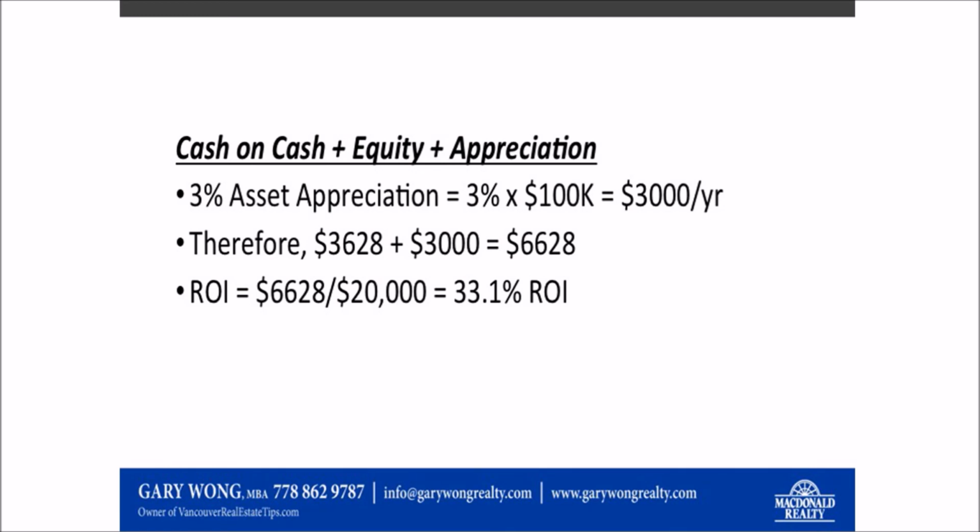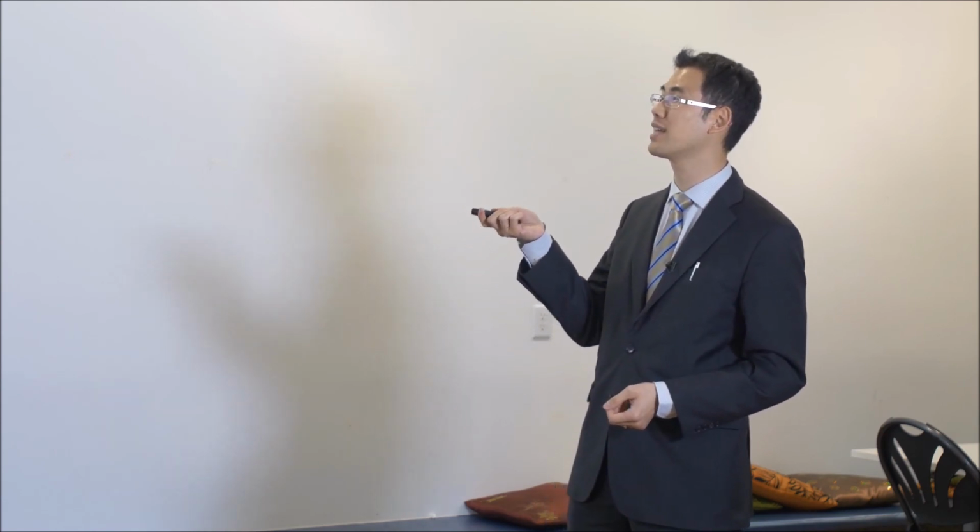3% on your $100,000 property is $3,000 a year. So you take your $3,628, you add your $3,000 equals $6,628. Your ROI formula, income over investment, $6,600 divided by $20,000 equals a 33.1% ROI return. Questions about that? So this is the more detailed version of how to calculate your cash on cash plus equity plus appreciation.